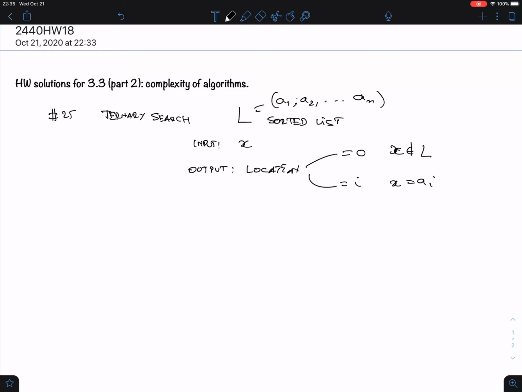And so these are ordered, so perhaps even to emphasize that, let me list them as an ordered set. So as a sorted list, A1 less than A2 less than A3, all the way up to AN. And of course, the complexity here is always in terms of the size of the input, N. Okay, so what does that do? How does the ternary search work?